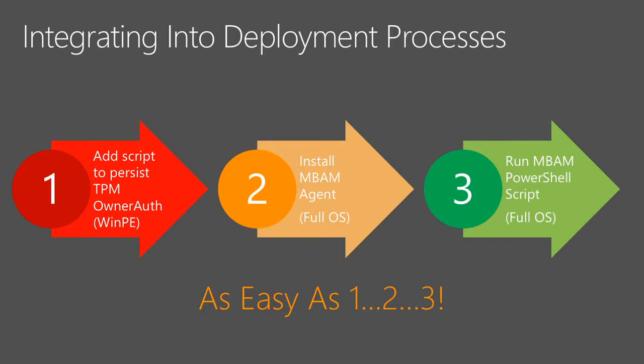The second thing you want to do is install the MBAM agent in your full operating system. Again, you can put this in your base image, or you can do it as you're actually deploying the operating system. It doesn't really matter. It just needs to happen before you run the PowerShell script. And the last thing is you just add a line for the PowerShell script with the command line arguments that you want, and you're good to go. So as I wrote at the bottom here, it's as easy as 1, 2, 3.